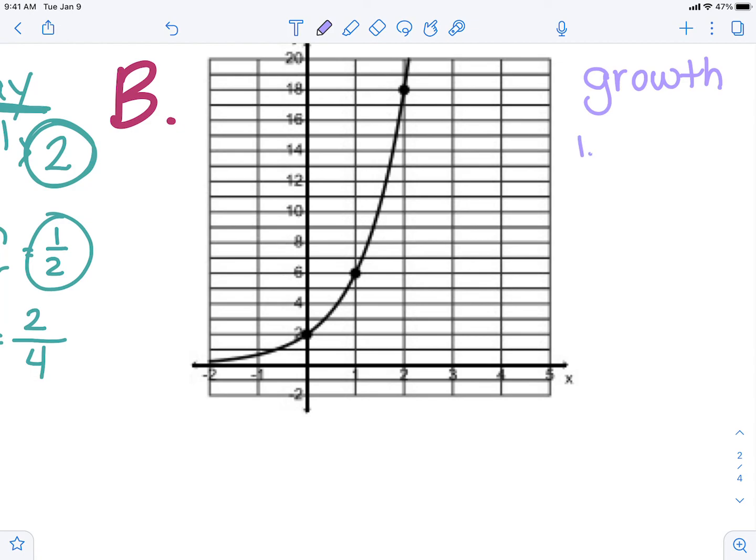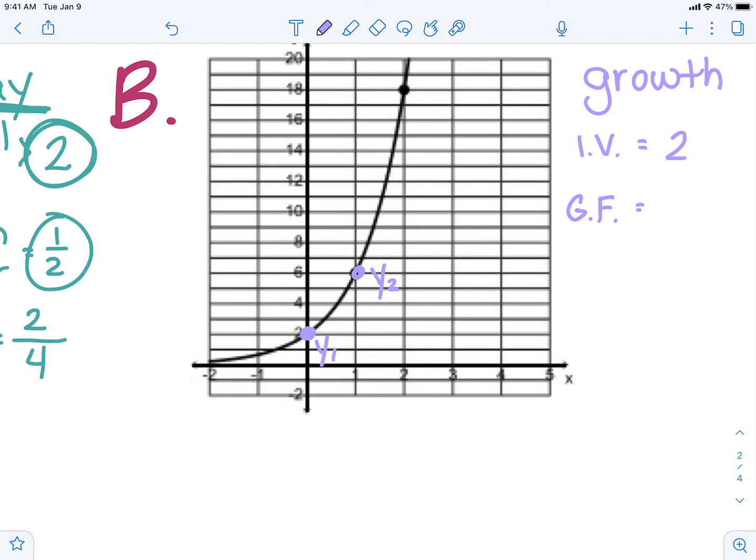My initial value is 2 again, because that's where I crossed the y-axis. If I'm finding my growth factor, I'm going to call this one y1 and this one y2. I always like to deal with the smaller numbers just because it makes life a little bit easier. I wouldn't be wrong if I picked my point at x equals 1 and x equals 2. I'm just dealing with bigger numbers then.